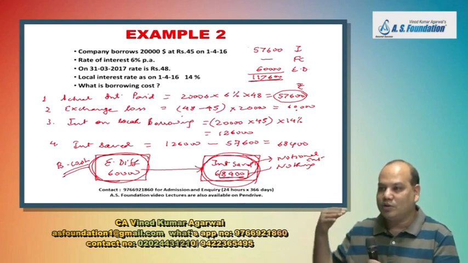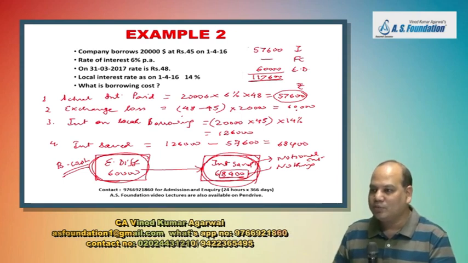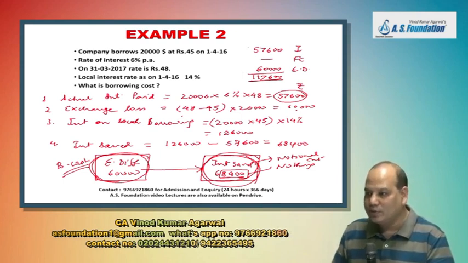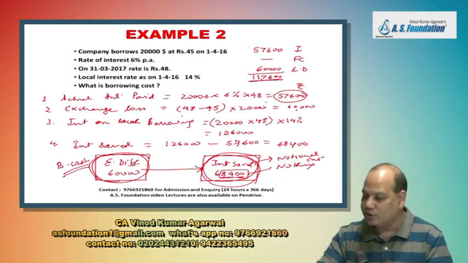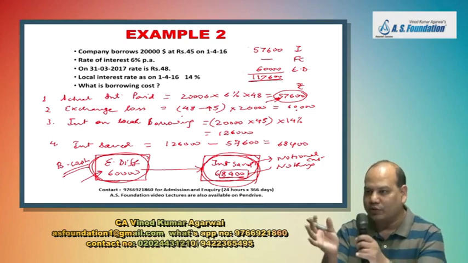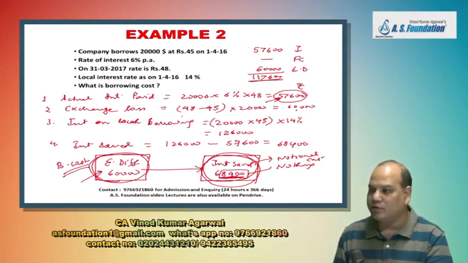We are only thinking, had I borrowed in India, how much I would have paid, how much I would have saved. Which two numbers only appear in our books of account? One is the actual interest you are going to pay and the other is the exchange difference, and both of these you have added as borrowing cost. So nothing is to be done with that 8,400.